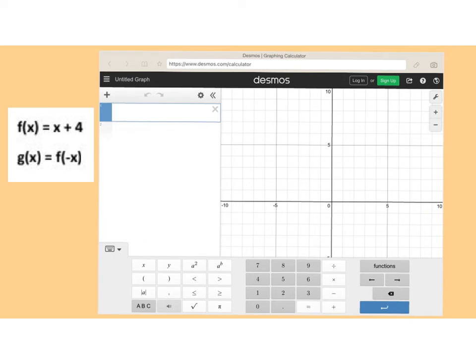All right, now this is another type of reflection. The last one was over the x-axis, so guess what? Because it's in the parentheses, it's going to be a horizontal change, so from left to right. So this is going to be a reflection over the y-axis. So let's see what this looks like as a graph.